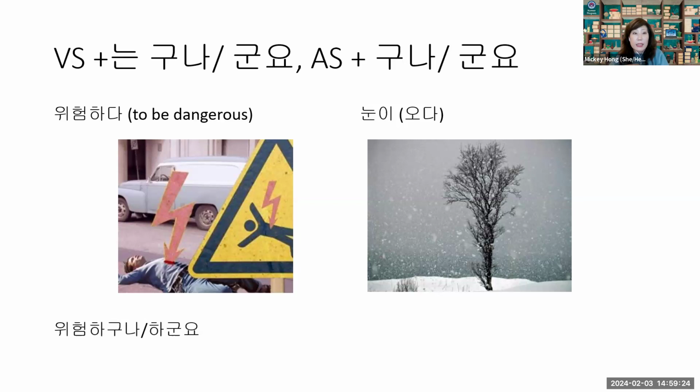위험하구나. 위험하군요. I see that it's dangerous. Okay. 눈이 오는군요. So this is again neutral. I see it's snowing. I see this is happening. When we learned 네요 before, oh, 눈이 오네요. It's a surprise. It's like, oh God, I didn't know. You're taken aback. You're kind of emotionally surprised by it. Whereas it's pure observation when you say 오는구나. It's snowing. I see that this is what is happening. It's a very neutral stance. You're not reacting. You're just like, this is what is happening. Just pure observation.